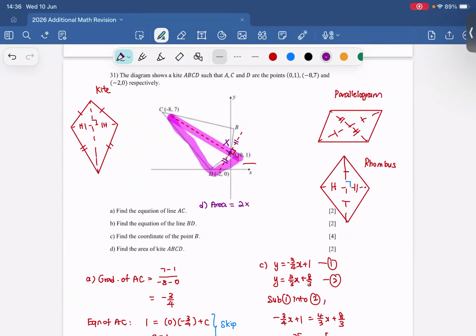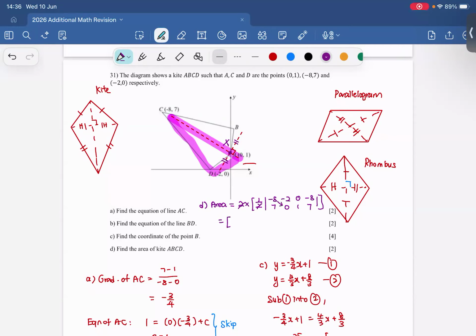So you can actually say 2 times area, then your shoelace method, half, -8, 7, -2, 0, 0, 1, -8, 7. Go in the anti-clockwise direction, which will be more helpful because the 2 times half become nothing, so they will cancel away each other. You go in the anti-clockwise direction, it will give you a positive answer.